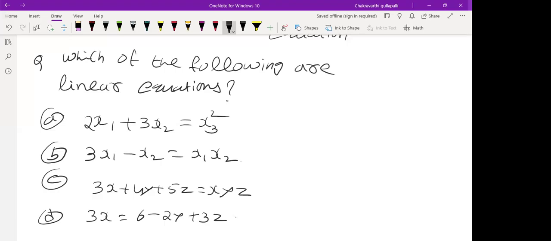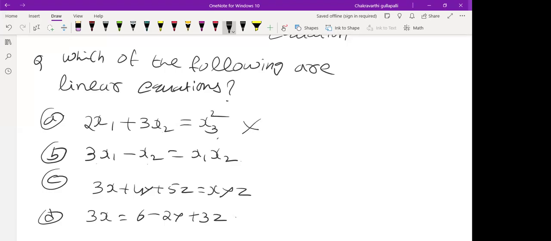Why first one is not linear? Because x3 square. The degree of x1 is 1, x2 is 1, but x3 is also a variable. If you get it left side, minus x3 square equal to 0. So the degree of x3 is 2. If any one of the variables is of degree more than 1, then it is not linear.